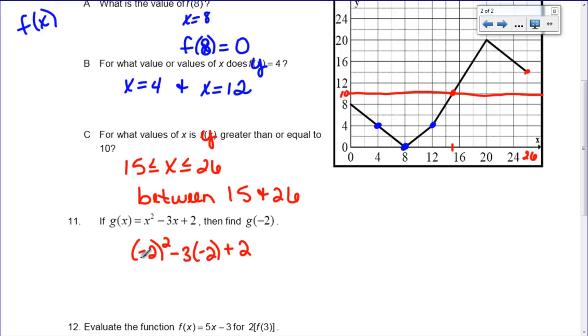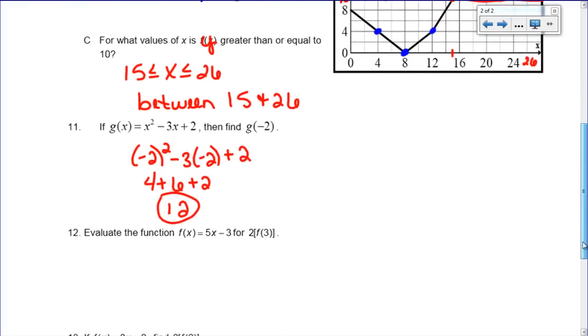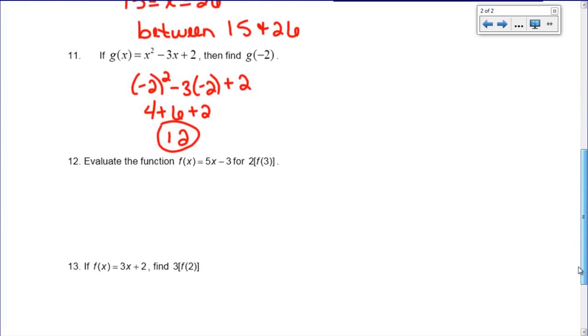Well, negative 2 squared means negative 2 times negative 2, and that's 4. I'm going to treat this like a negative. So negative 3 times negative 2 makes positive 6, and then my plus 2. So 4 plus 6 is 10, plus 2 makes 12. There's your answer. Now, number 12 and 13 are a little harder.